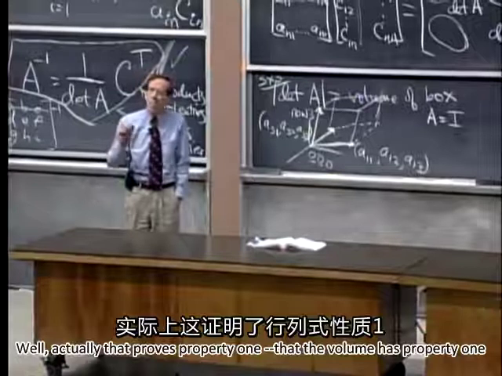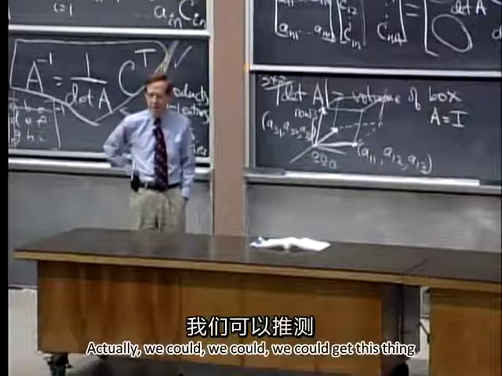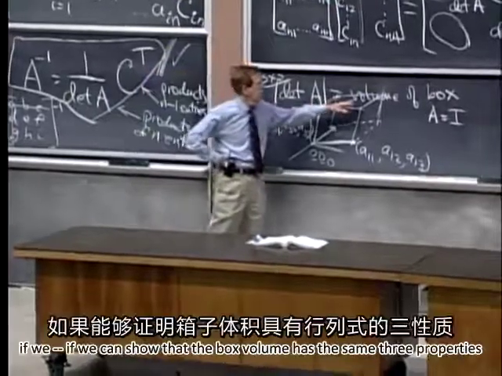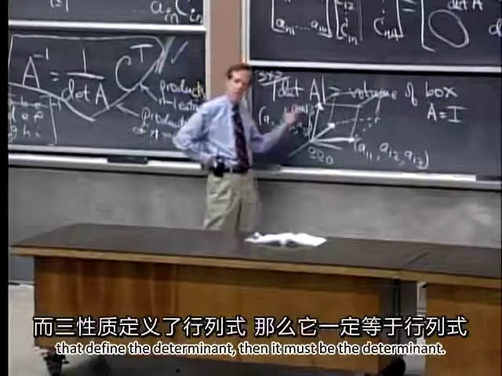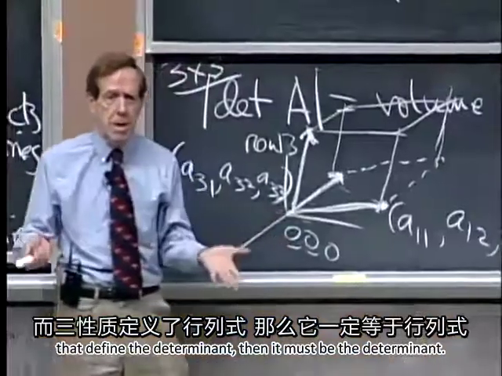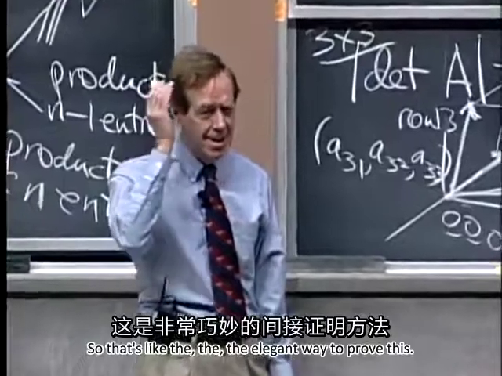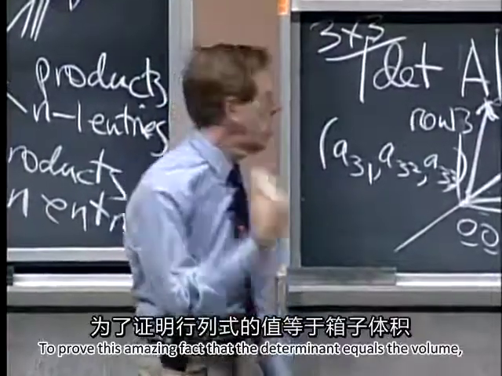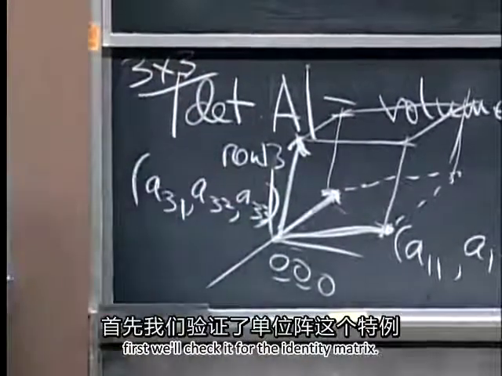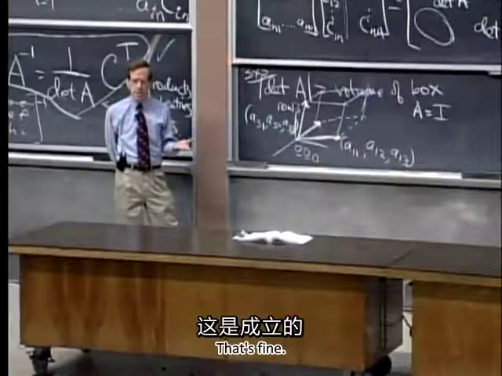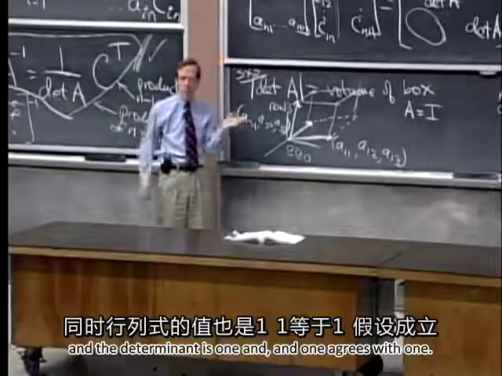Well, actually, that proves property 1, that the volume has property 1. Actually, we could get this if we can show that the box volume has the same 3 properties that define the determinant, then it must be the determinant. So that's the elegant way to prove this. To prove this amazing fact that the determinant equals the volume, first we'll check it for the identity matrix. That's fine. The box is a cube, and its volume is 1, and the determinant is 1, and 1 agrees with 1.